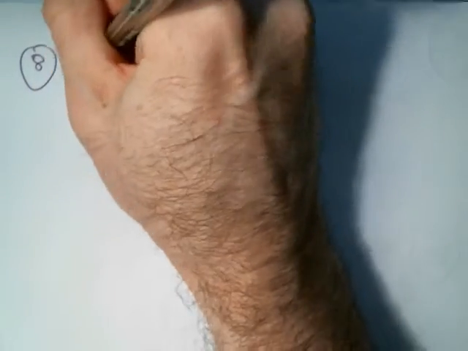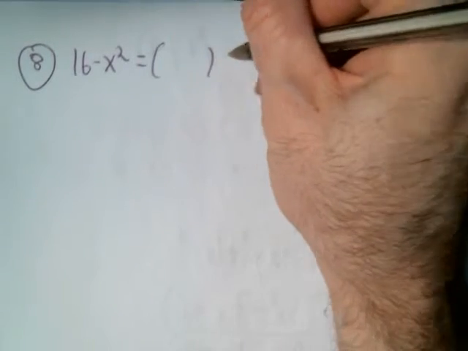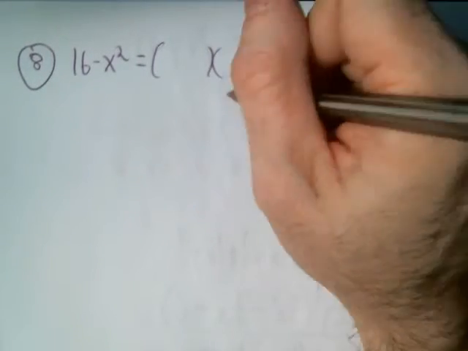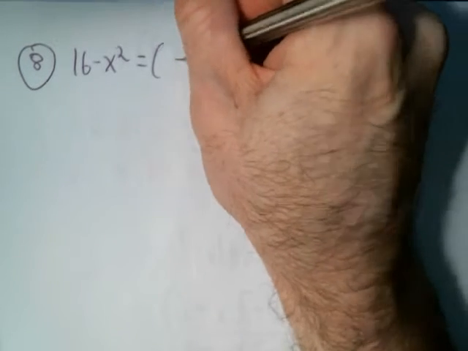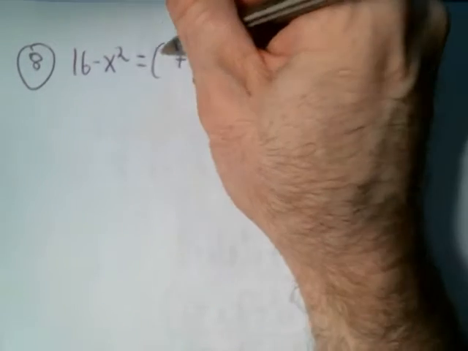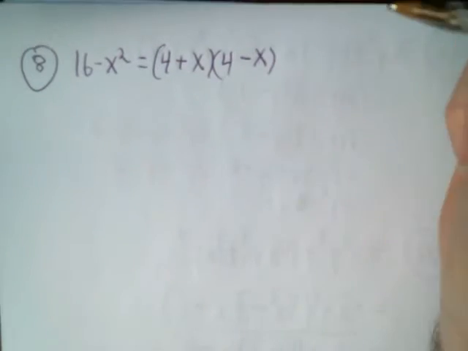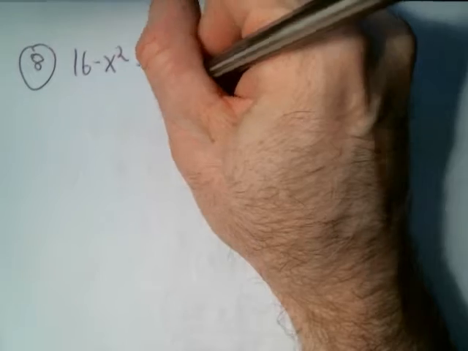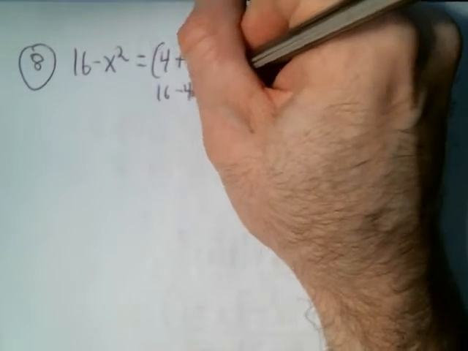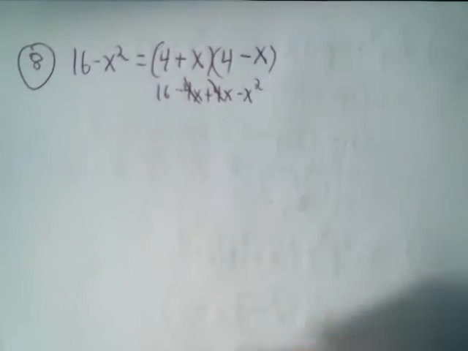Okay, let's keep going. So I've got a couple more. Here's 8. Okay, this time we don't have the variable term first, but it's still going to work exactly the same as the previous problems. So you can go plus minus and go, what times what is 16? 4 times 4. And then what times what is x? Well, x times x. FOIL it back out, make sure it works. And it does.